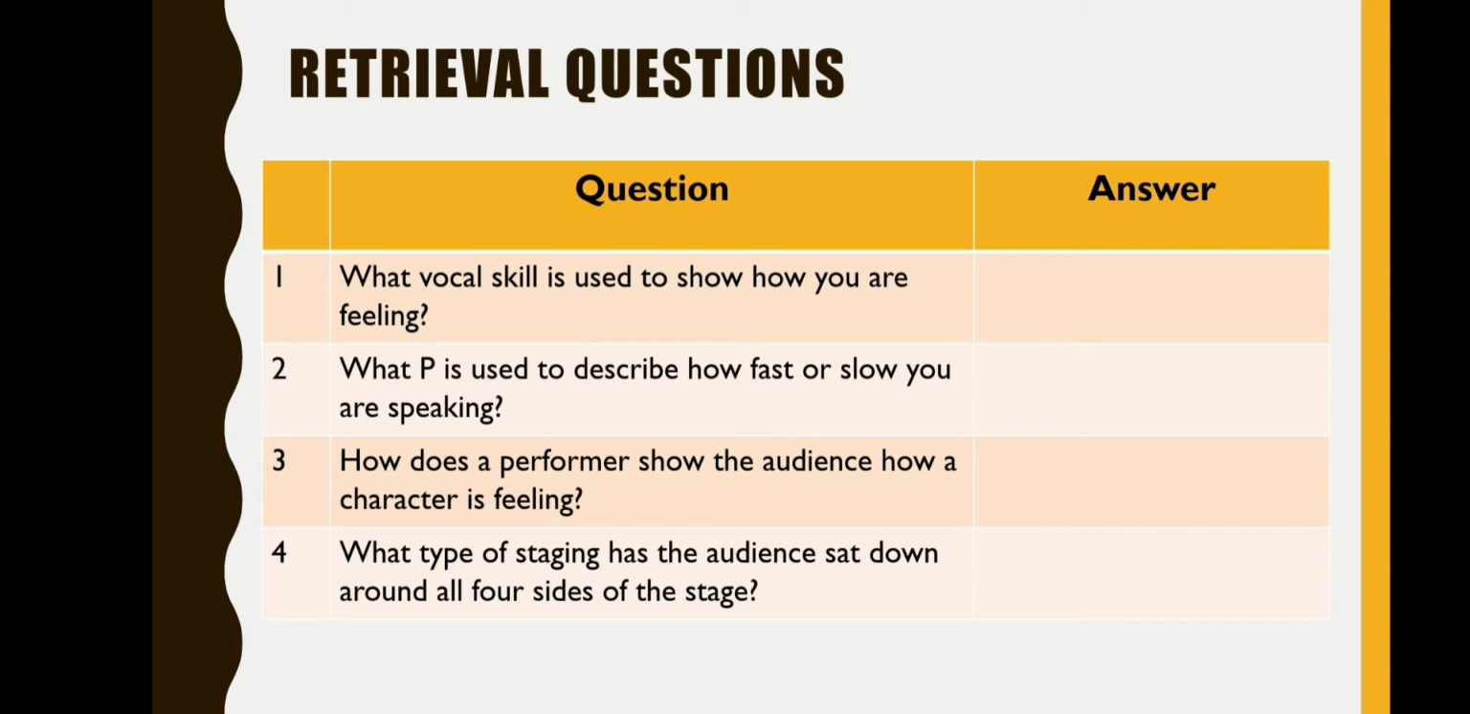Retrieval questions. Please write the question in your book and the answer that you think is correct. Number 1. What vocal skill is used to show how you are feeling? Number 2. What P is used to describe how fast or slow you are speaking? Number 3. How does a performer show the audience how a character is feeling? And number 4, what type of staging has the audience sat down around all 4 sides of the stage?